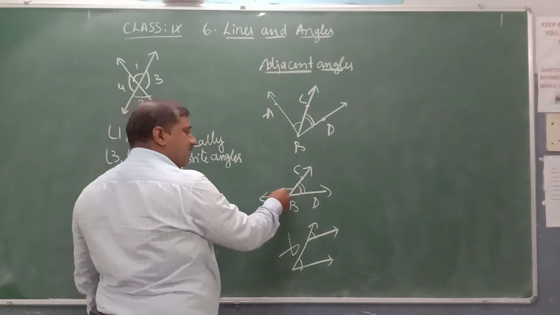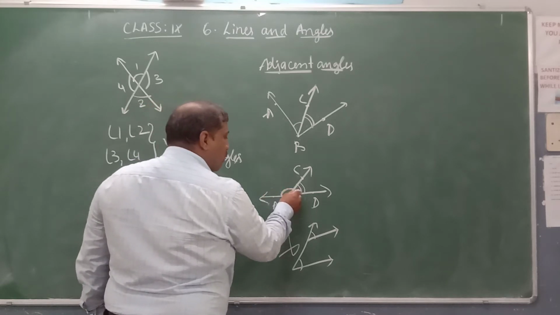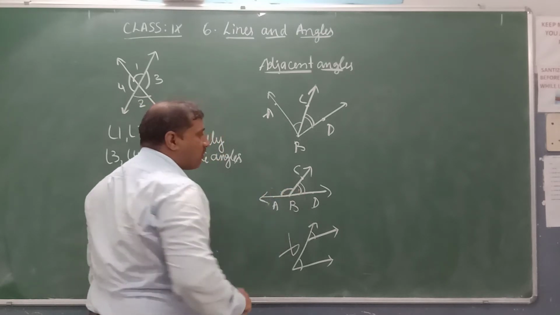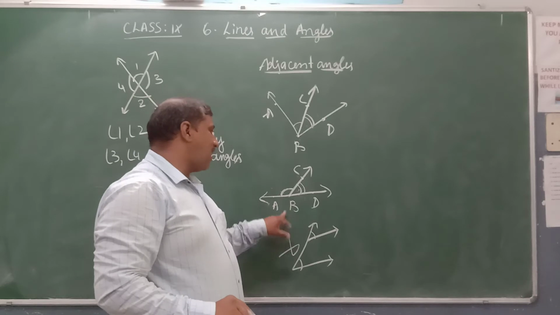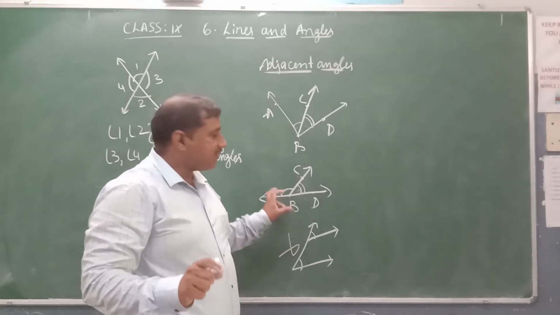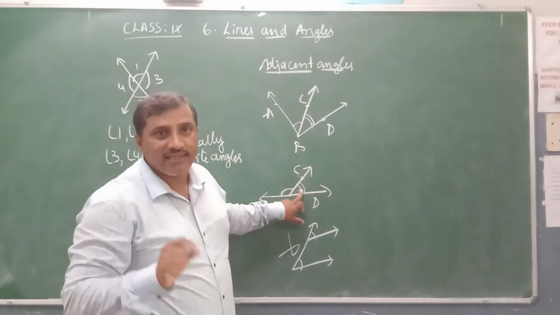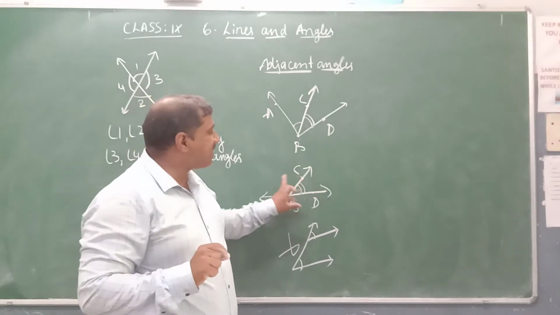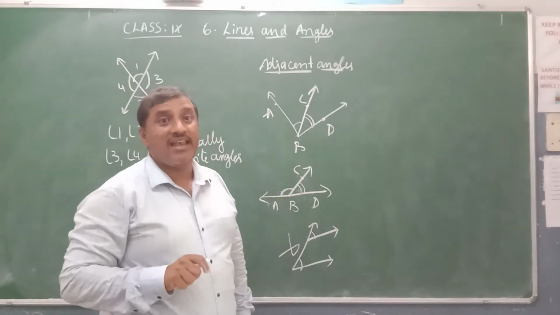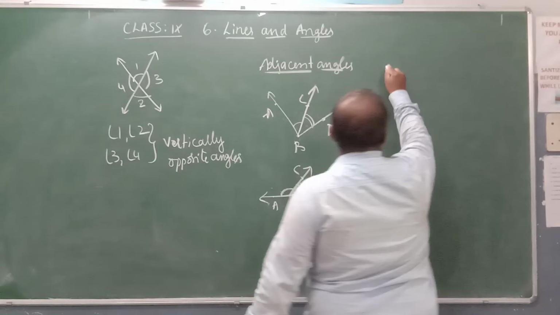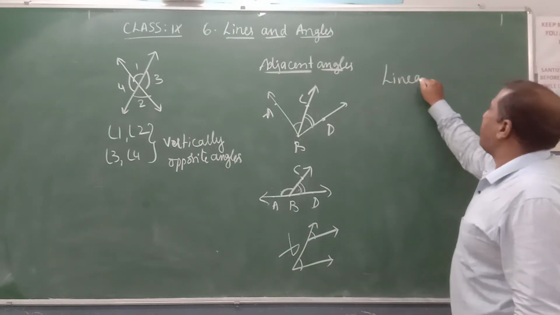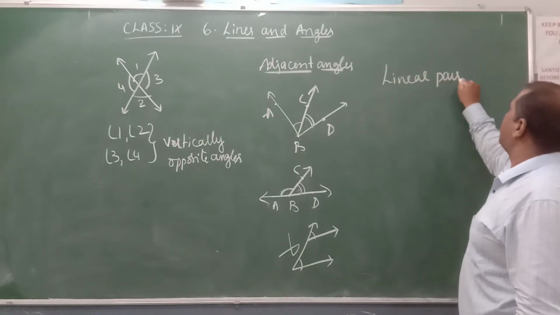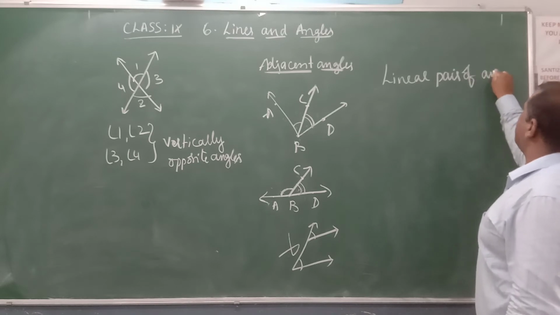Adjacent angles. See the second figure. The sum of these two angles, angle ABC and angle CBD, will form a straight angle, that is 180 degrees. This kind of angles are known as linear pair of angles. Remember, linear pair of angles. Pair means two.